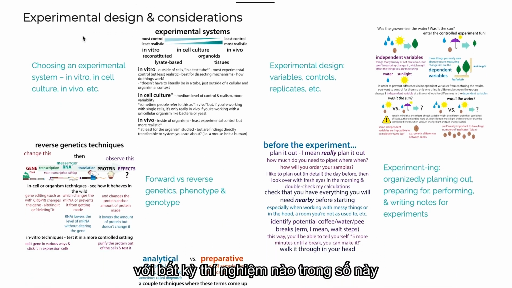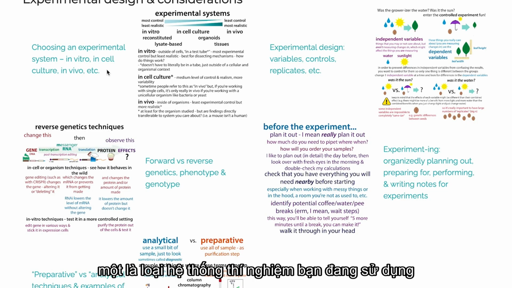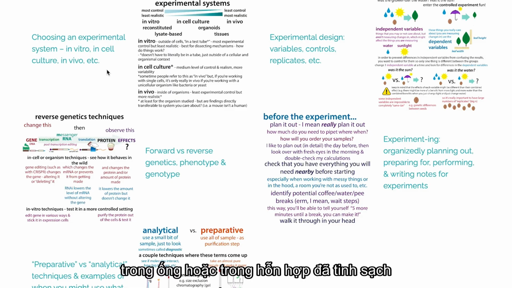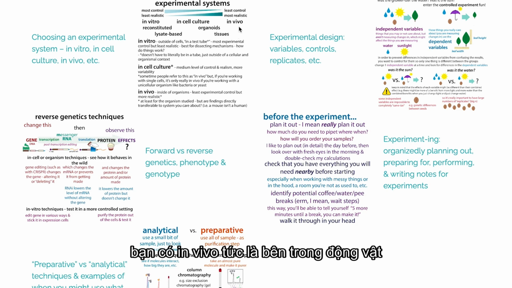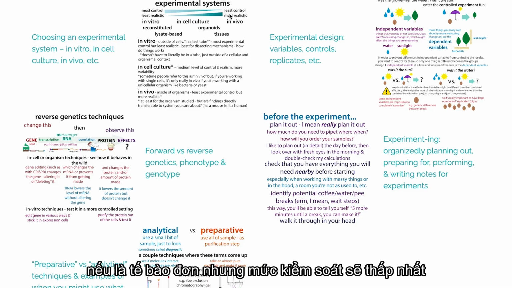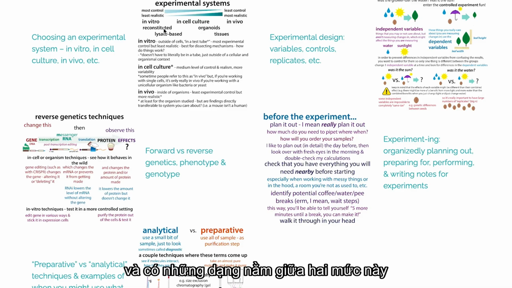With any of these experiments, you're going to have to keep some things in mind. One is what type of experimental system you're using. So this can be anything from in vitro to in vivo. So in vitro, this is like in a tube, or in a purified mixture. You're just going to have the most control, but the least realistic. And then on the other end, you have in vivo, where basically you're inside of an animal, or inside of a bacteria or yeast if it's single cell. But you're going to have the least control, but it's going to be the most realistic. And then you have things that are in between.